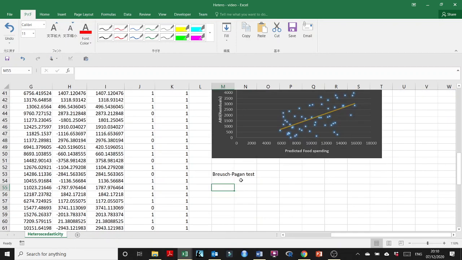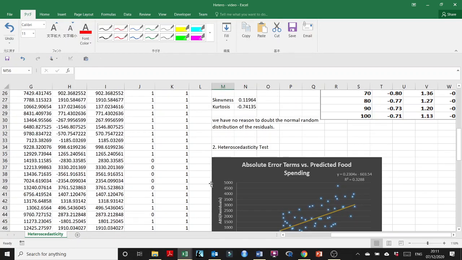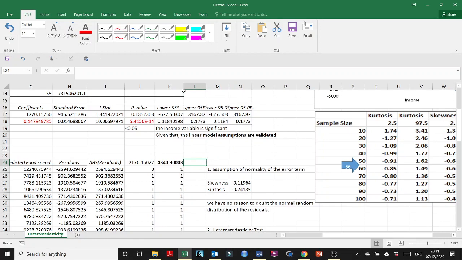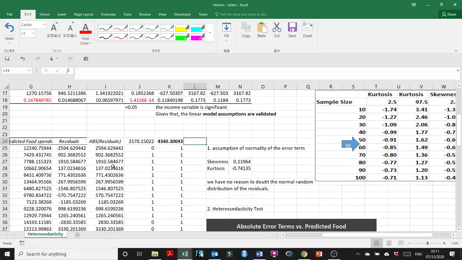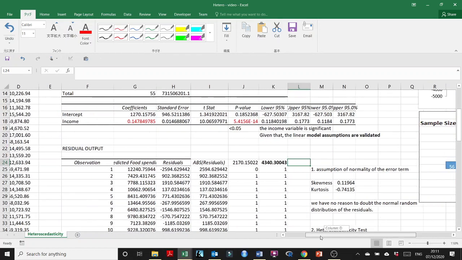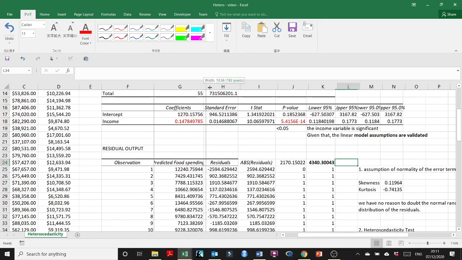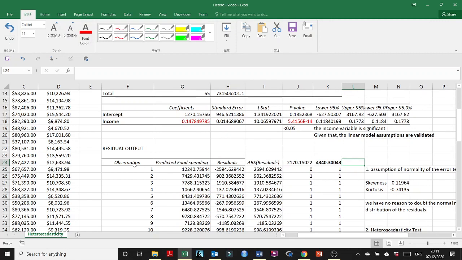Actually, it's a chi-square test. Sorry, this one is different. It's a chi-square test, and it's equal to n times the R square. So we need to run a linear regression, but this time our linear regression is with the squared errors. So we're going to have to plot the squared errors versus the predicted food spending.